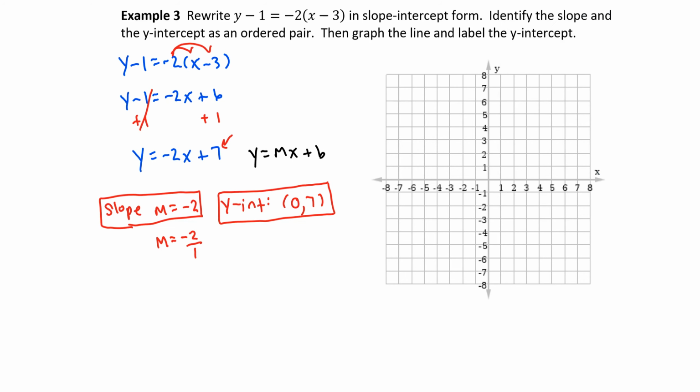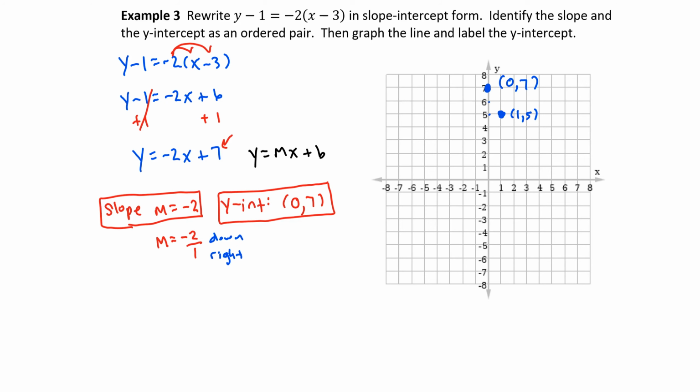Remember, we begin at the y-intercept, 0, 7. And this time, we're looking at negative slope. So instead of going up and right, we're going to go down and right. So we're going to go down 2 and right 1. So I'm going to count down 2 from my y-intercept and right 1, and then make a point. So this ordered pair then would be x equals 1, y equals 5.